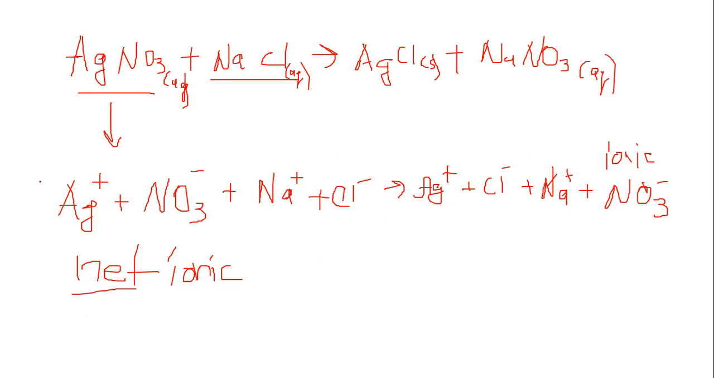So Ag, do we have common Ag on the left-hand side and right-hand side? Yes. What about NO3? Yes, we have. What about Na plus? We have. What about Cl minus? Yes. So we don't have a net ionic equation. What does this mean? Is that true?